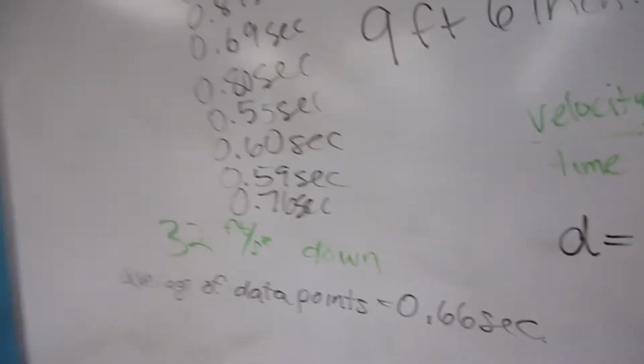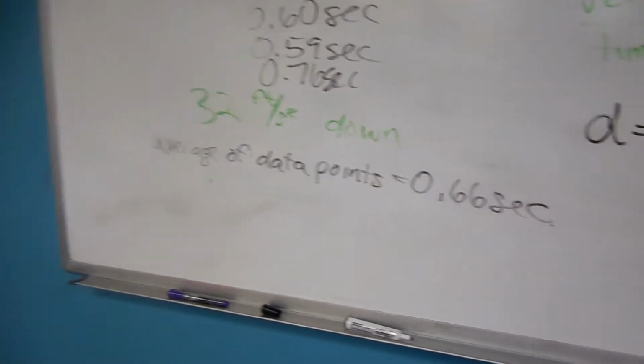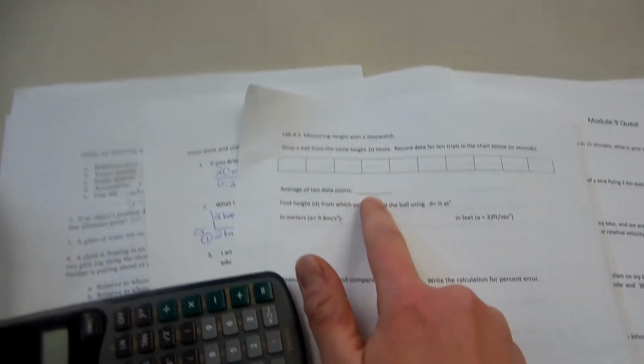We found the average of those 13 data points to be 0.66 seconds. So make sure that you fill in on your lab sheet where it says average of 10 data points. That's going to be 0.66 seconds for us. And then we're going to use this to try to find the height from which you dropped the ball.